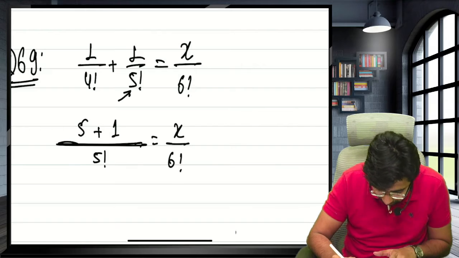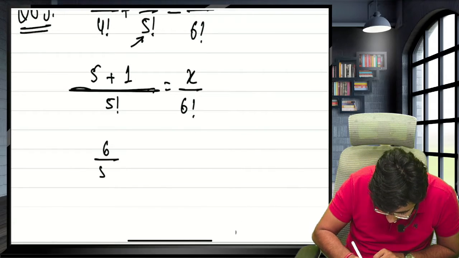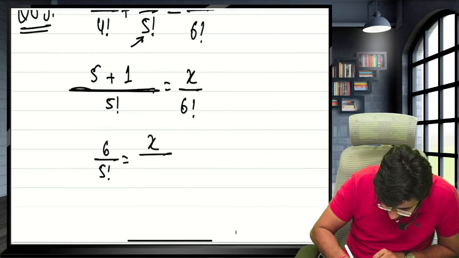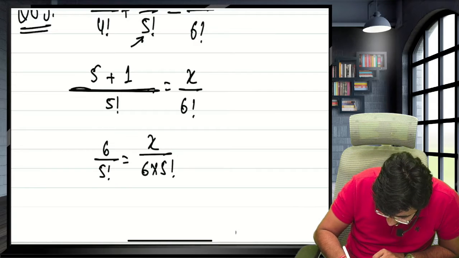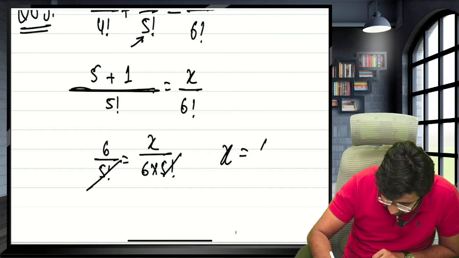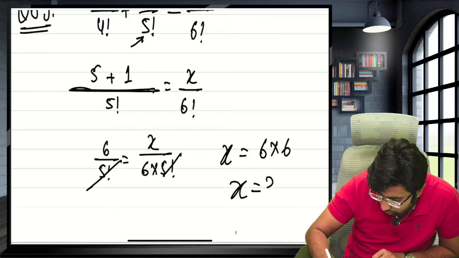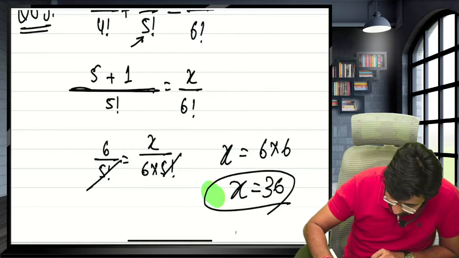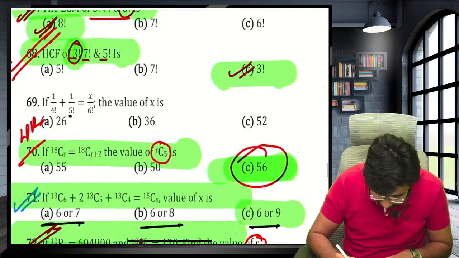So guys, here you will get 6 upon 5 factorial is equal to x upon 6 factorial. Guys, can I write 6 into 5 factorial, because this will cancel, and you will get x is equal to 6 into 6, that is x is equal to 36. Guys, the answer is 36.